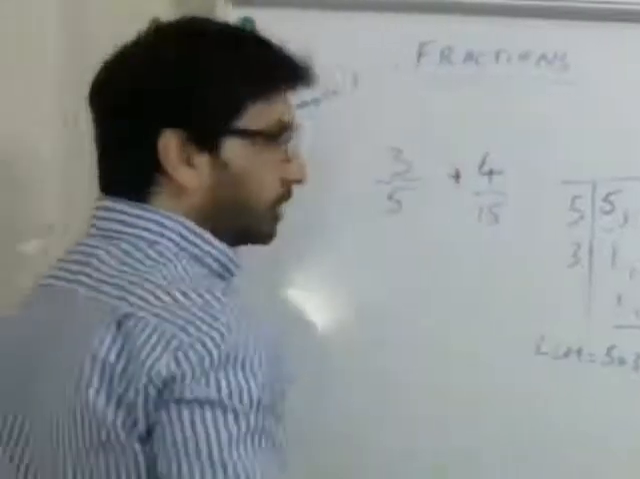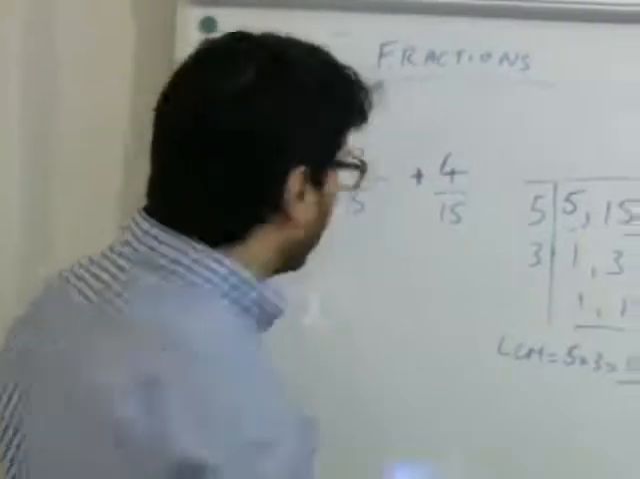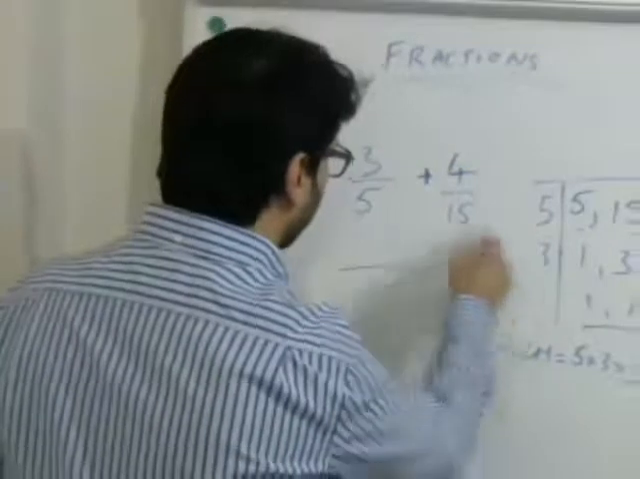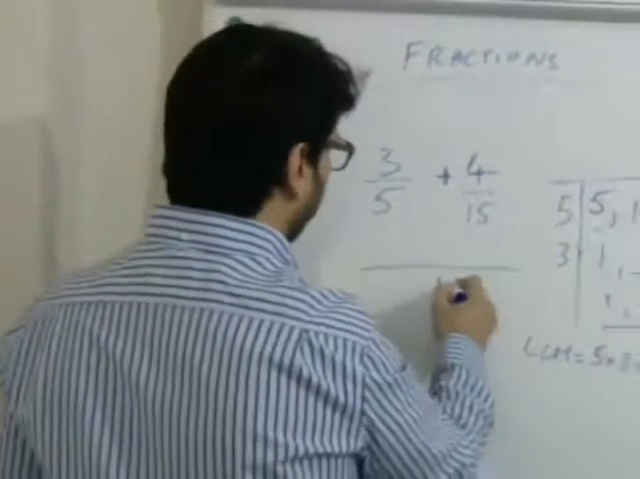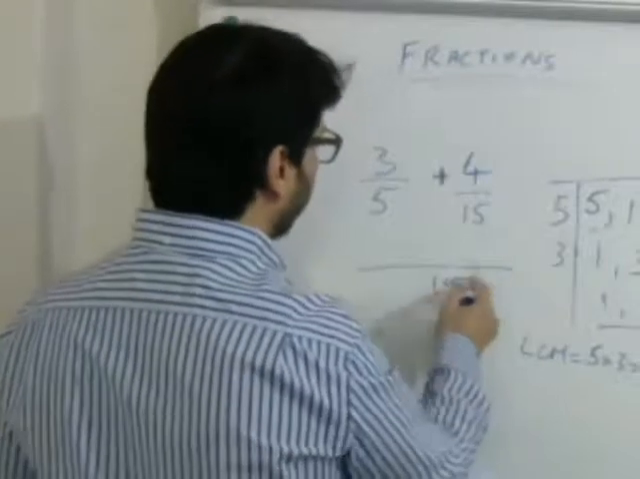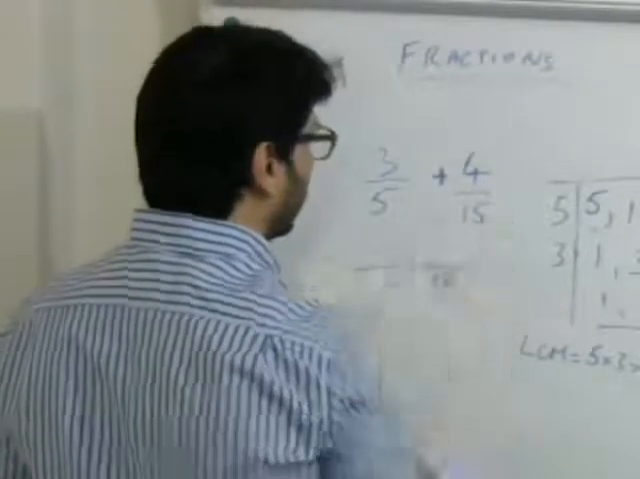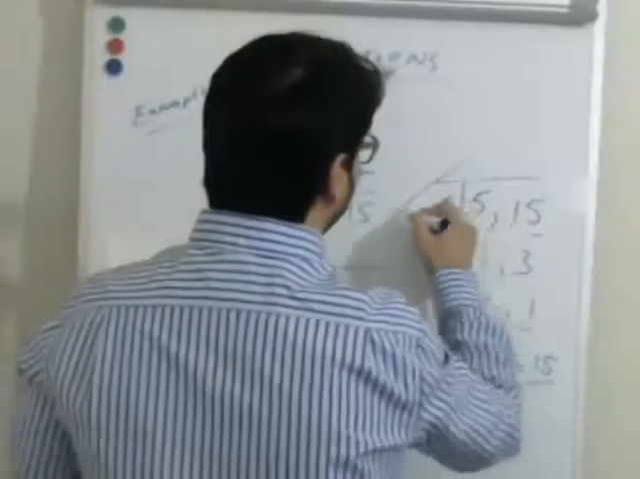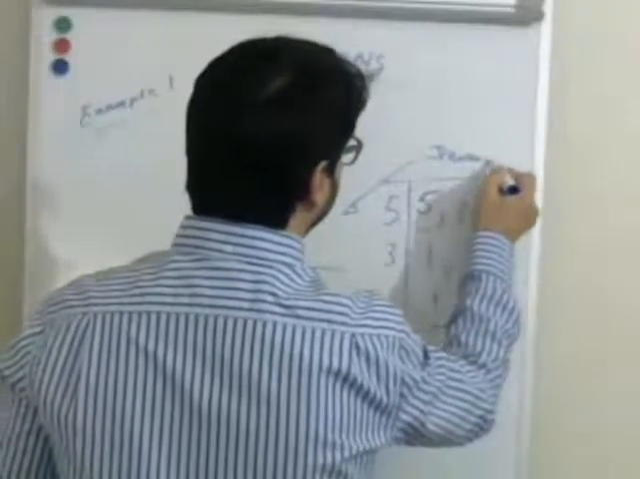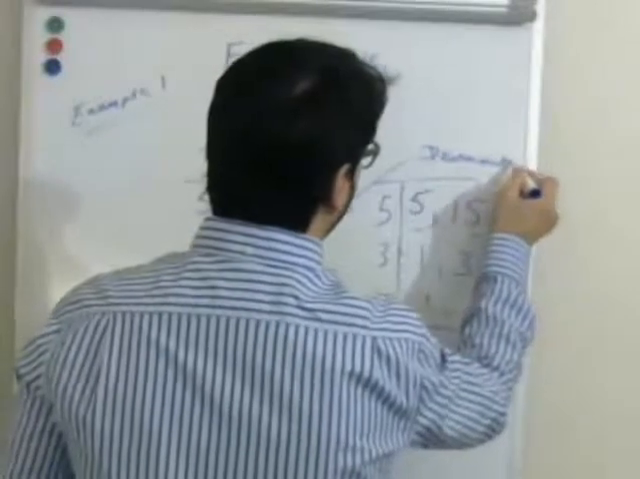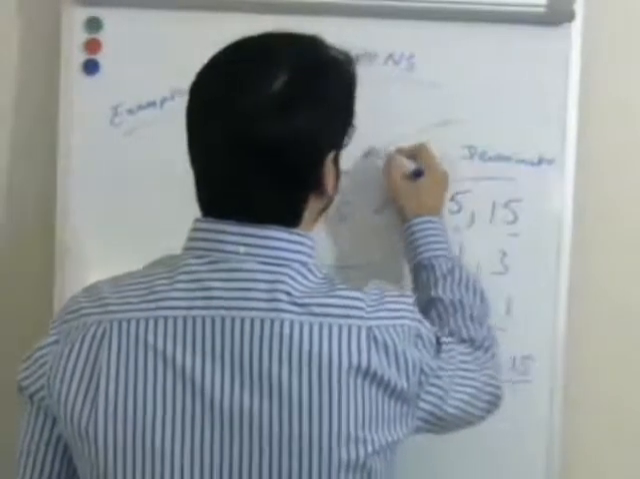Now, for the conventional method, I normally just draw a line here. If I need to resolve or solve this fraction, I put a horizontal line across, put 15 here, the LCM. Now this number, 15, we divide by the denominator, and the top one is the numerator.